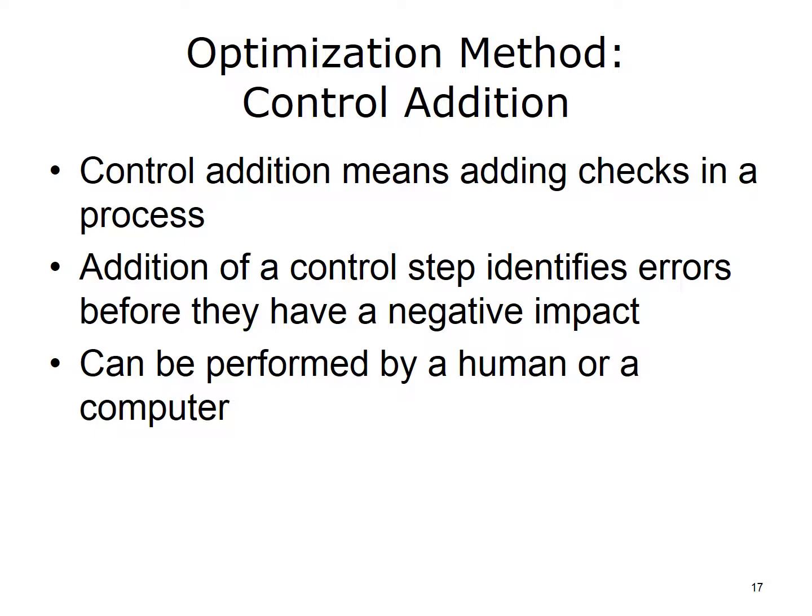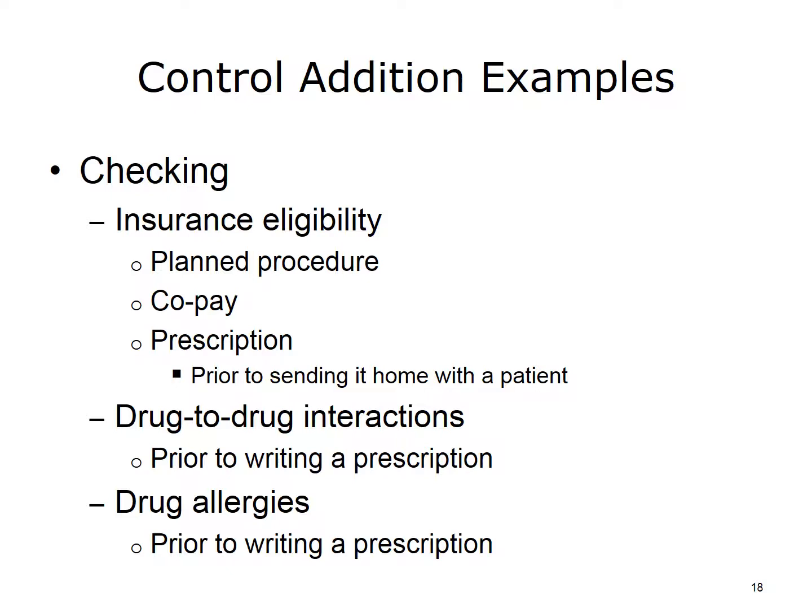Control addition means adding checks in a process. Addition of a control step identifies errors before they have a negative impact. This control can be performed by a human or a computer, i.e., it can be automated. Control addition examples in healthcare are numerous. Some examples include checking insurance eligibility of a planned procedure or copay, checking insurance eligibility of a prescription prior to sending it home with a patient, and checking for drug-drug interactions or drug allergies prior to writing a prescription.